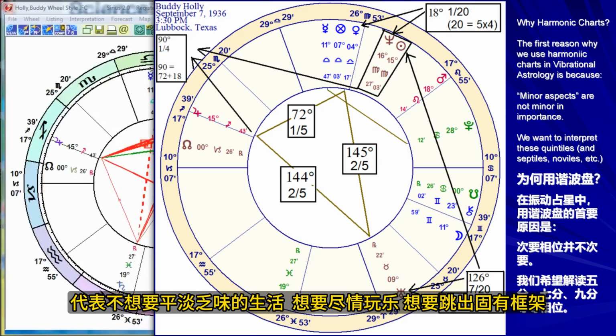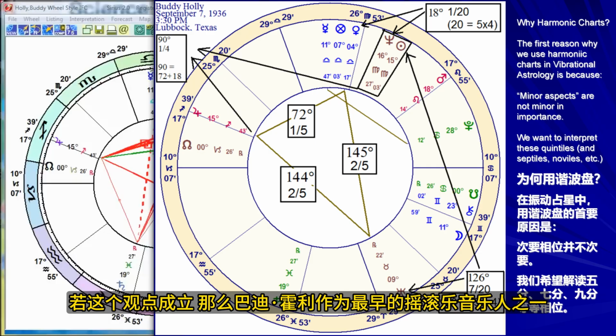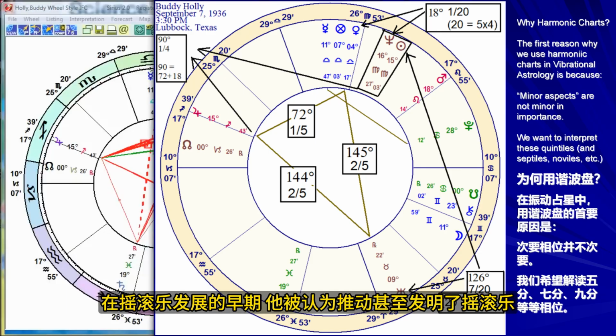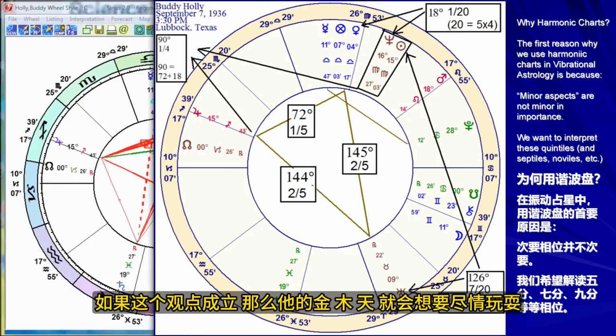You don't want humdrum life. You want to play. You want to step outside the box. It's often creative. So if this is true, Buddy Holly, who's one of the first rock and roll musicians in the early days of rock and roll, credited with having helped develop or invent rock and roll, or the initial stages of developing that kind of music, if this is true, he's wanting his Venus, Jupiter, and Uranus to play.